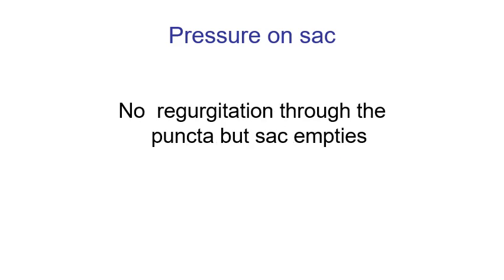No regurgitation through the puncti, but the sac empties. When you are giving the pressure, there is no regurgitation, but the swelling subsides. When you are giving the pressure, the sac empties. That is an internal fistula, where it comes through the nose into the mouth. It empties into the inferior meatus. That is internal fistula.